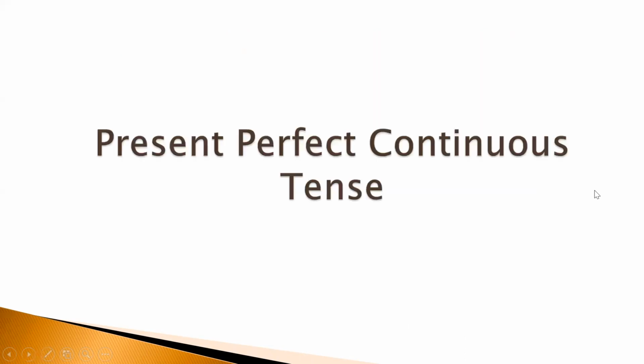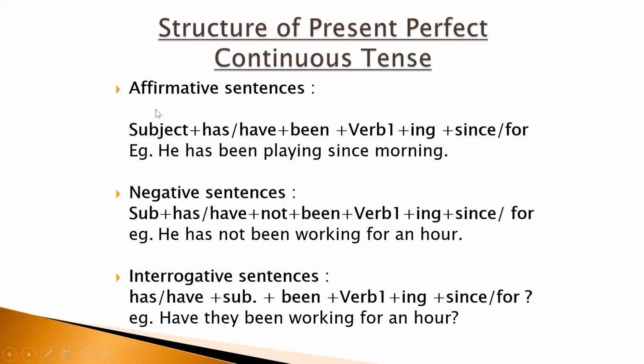Now, let us move to the next tense, that is present perfect continuous tense. Let us understand the structure first. In case of affirmative sentences, now here again if you see the word continuous means something in progress. So, we will use ing: subject plus has/have plus been plus first form plus ing. And here in present perfect continuous tense we use since and for also. Now, we will understand where to use since and for in the next slide. Let us see the structure first.